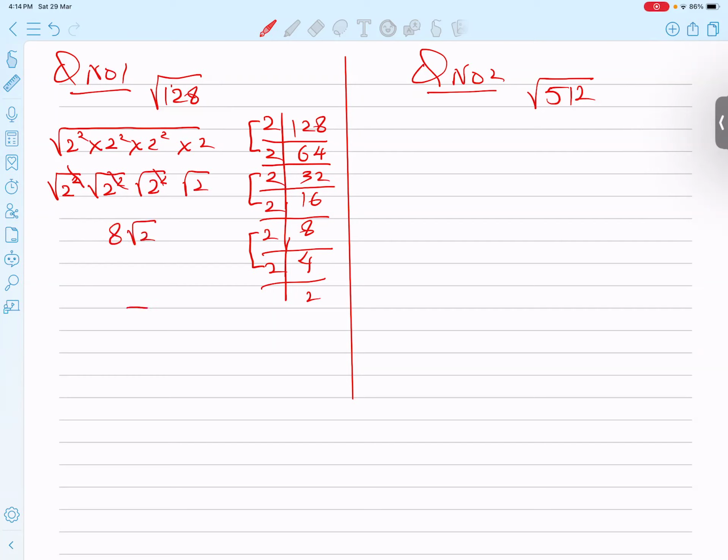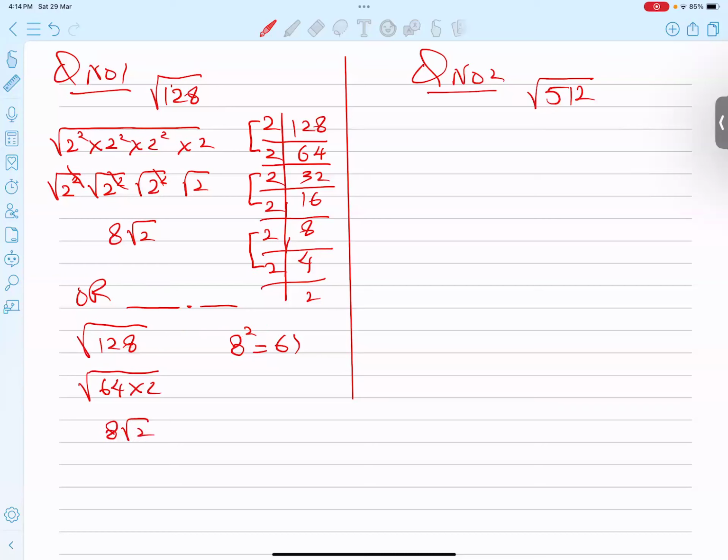This is the longer way, but if you want a shorter way, you can see this is 2 into 64. The logic is very clear because you know it very well. 64 into 2 is 128. As a teacher, I know 8 square is 64, and this square will cancel with the root. I can write directly 8 root 2. If you show this to the examiner, he will not mind. He will give you full marks, and this way we can even save our time. I am teaching both ways, so you can get it both ways.